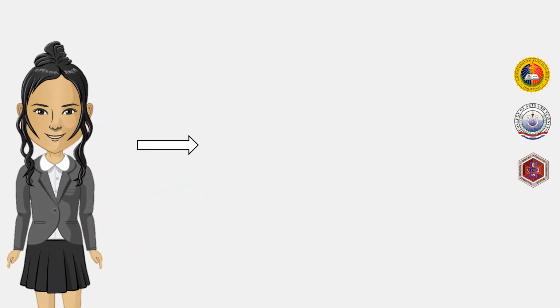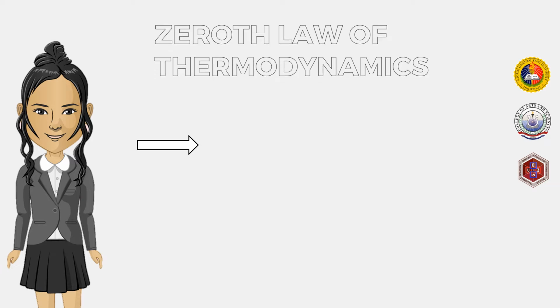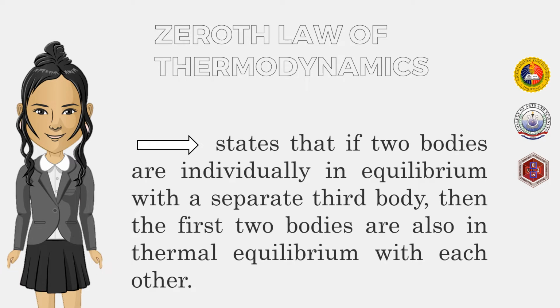So now, let's tackle the zeroth law of thermodynamics. It comes from the word zero, zeroth law of thermodynamics, which comes before 1. So the zeroth law of thermodynamics states that if two bodies are individually in equilibrium with a separate third body, then the first two bodies are also in thermal equilibrium with each other.